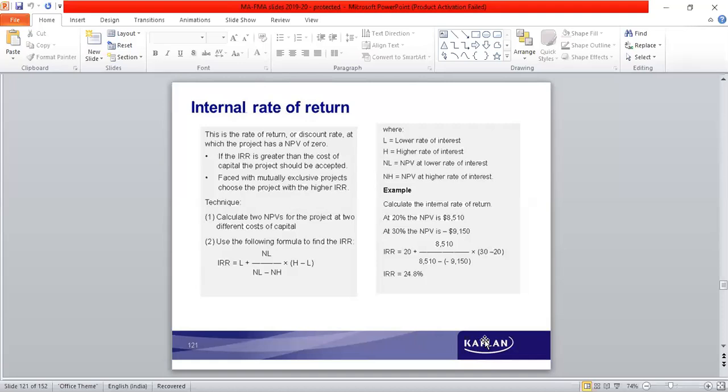Okay. So management accounting paper has only three techniques which are discussed. One is payback period, NPV, IRR. So we will take up. We've already done yesterday two techniques. Let's take up the third one, which is internal rate of return.